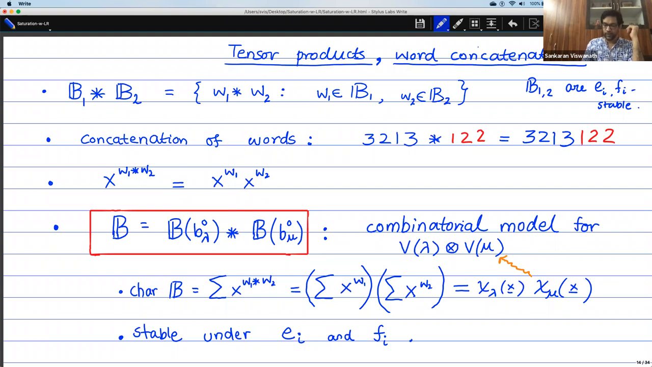And what's a concatenation? Well, a concatenation of words is just the following. You just put them together. So 3, 2, 1, 3 concatenated with 1, 2, 2, for example, is just 3, 2, 1, 3, 1, 2. And the key property here is that the monomial weight of a concatenation, x to the W1 star W2. Recall x to the W1 was just, for instance, for this word, the weight is: there are two 3s, so it's x3 squared. There is a single 1 and a single 2. So this x1, x2, x3 squared is the weight of this word. This word is x1, x2 squared. So multiplying the monomial weights is the same as computing the monomial weight of the concatenation. That's the number of 1s will add, the 2s will add, and so on. So this is the key property, that the product of the monomial weights is exactly the weight of the concatenation.